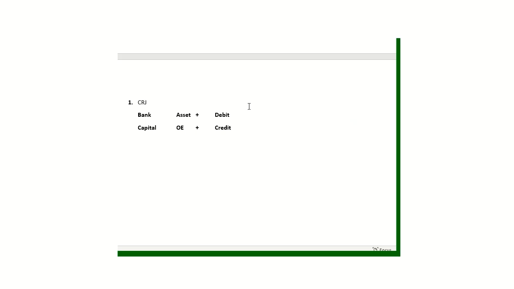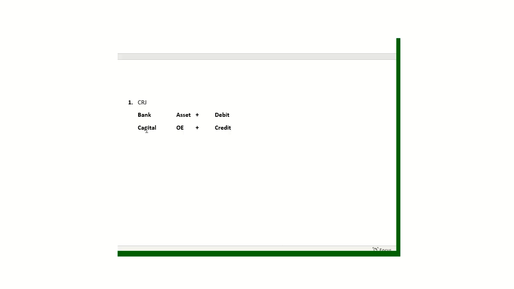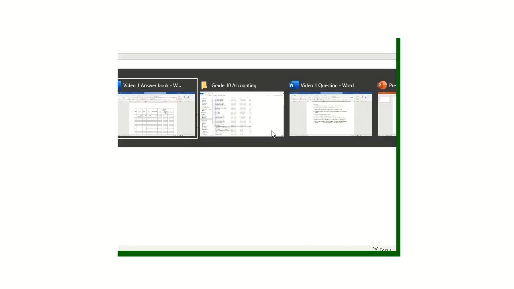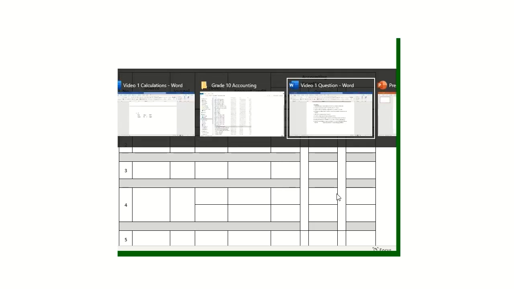Again, go back. We said assets plus. So go to assets, assets plus, and the amount was 100,000. Second one, owner's equity plus. So go to owner's equity plus 100,000. If I look at the equation, assets equals owner's equity plus liability. So 100,000 equals plus 100,000, and there's nothing there. So 100 equals 100, so my equation works out. So I'm done with number one. Can move on to number two.